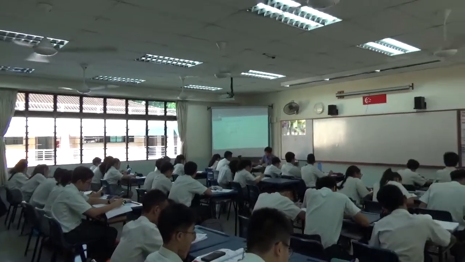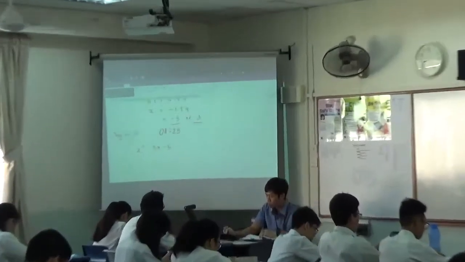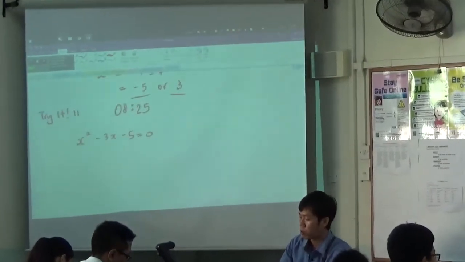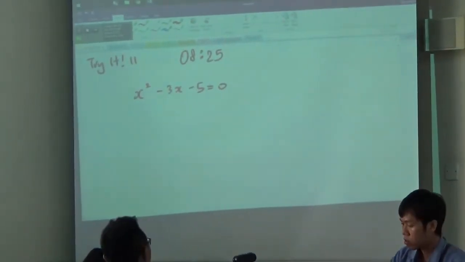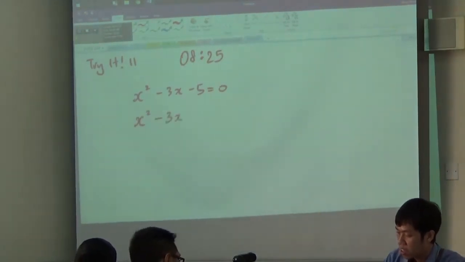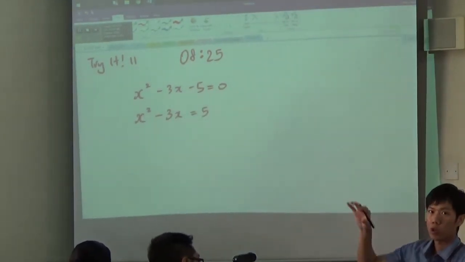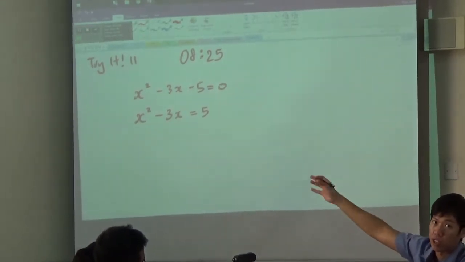Now for try 11, again, completing the square. x squared minus 3x minus 5 equals to 0. I see some of you present this way. It is not something that I've shown, but it works. So x squared minus 3x equals to 5. You chose to add 5 to both sides, so that you can complete the square on the left-hand side.